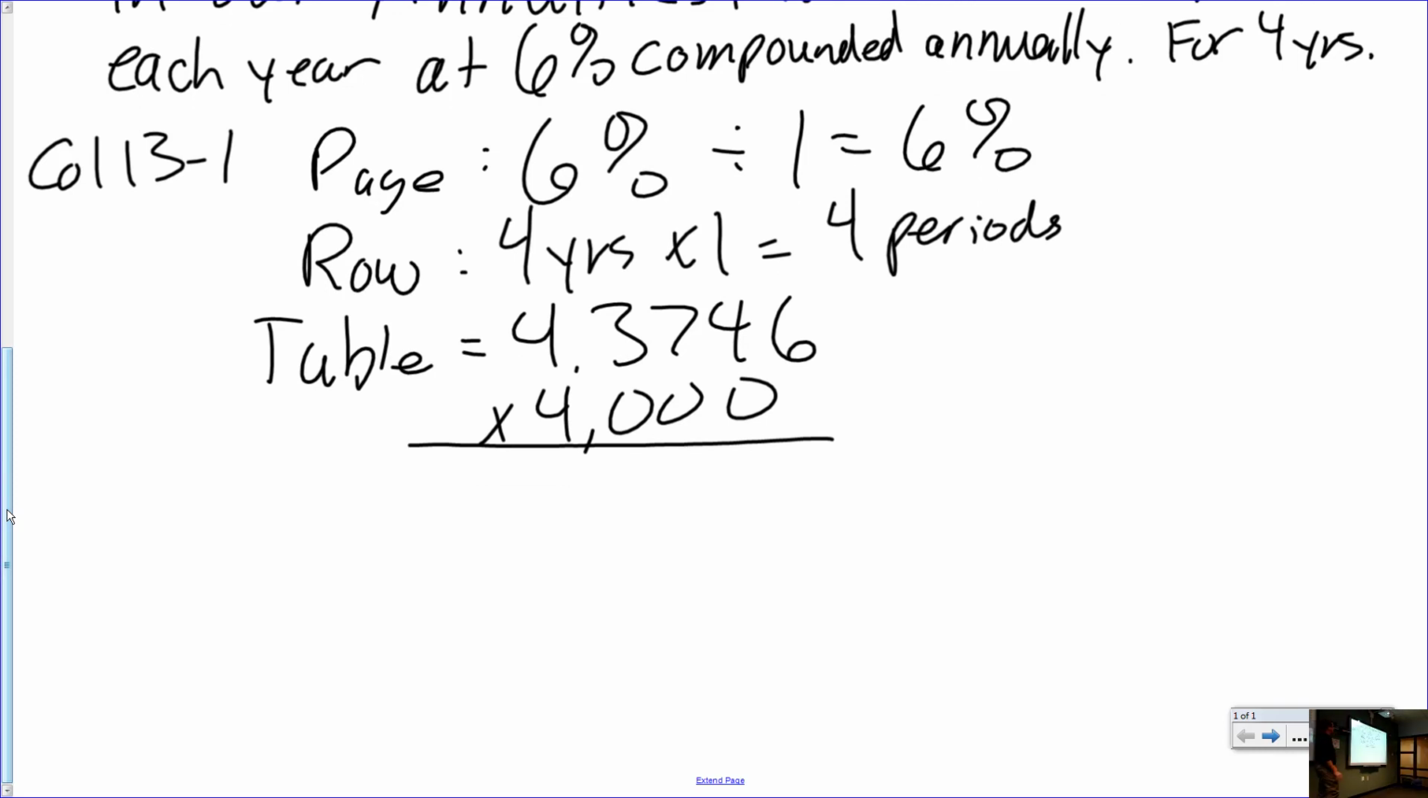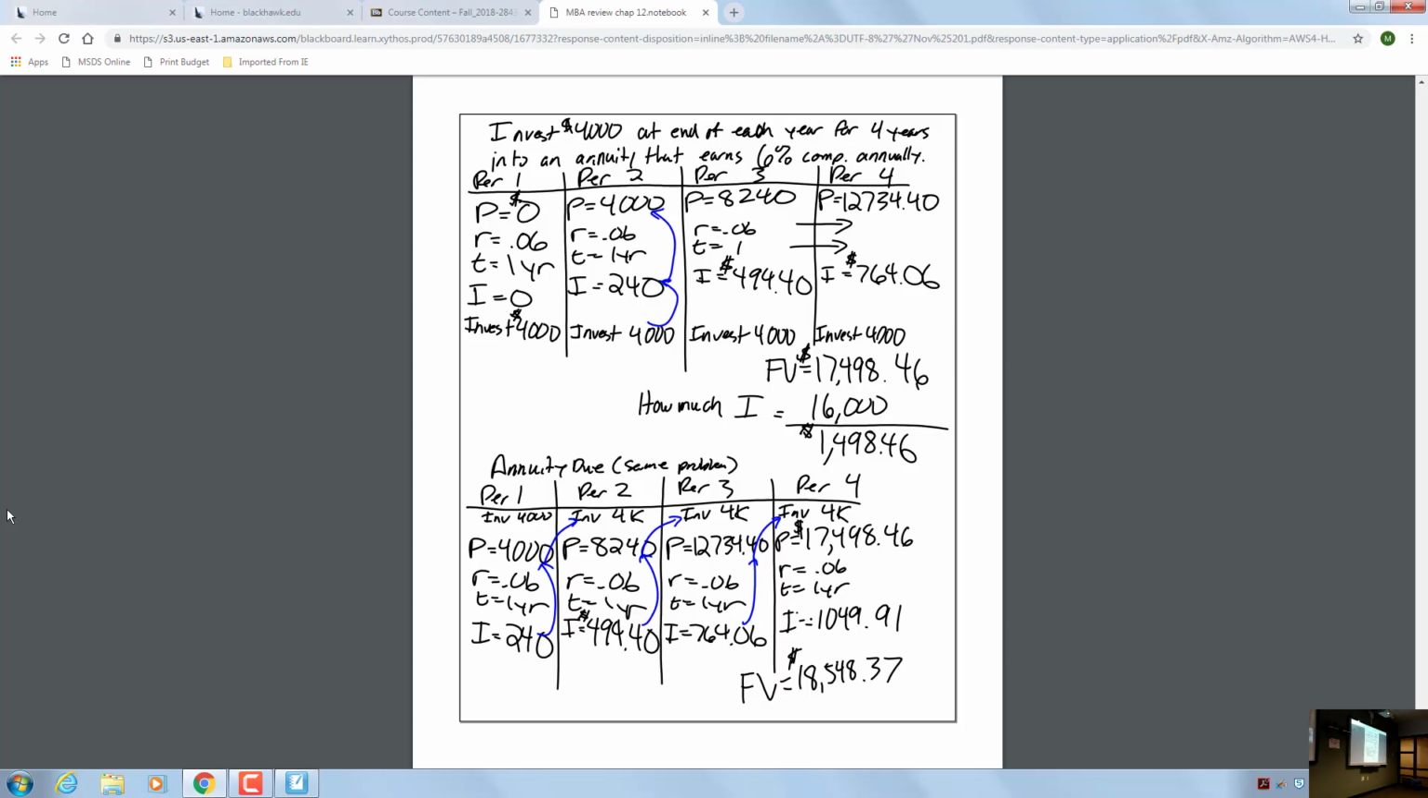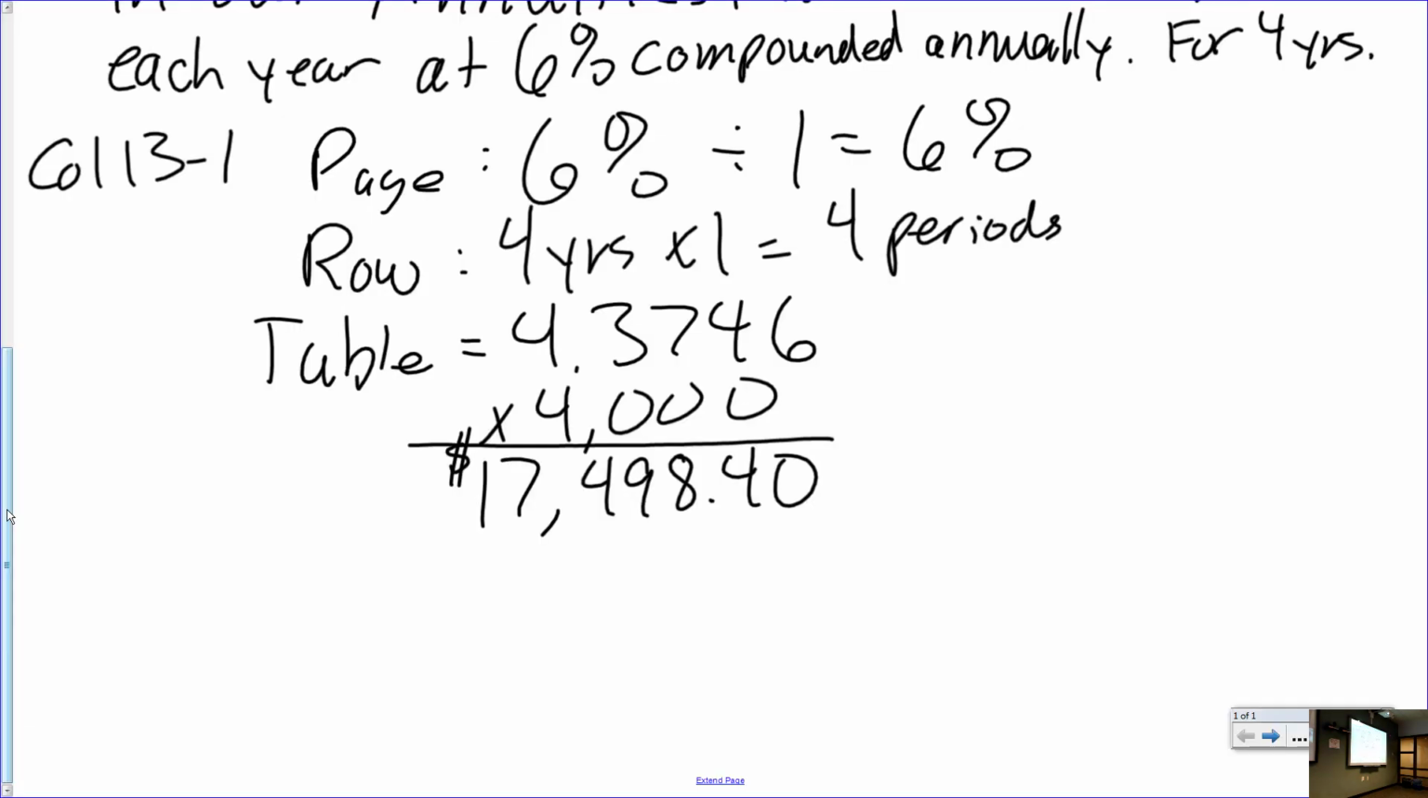And according to the tables, how much money are we going to have in this account? $17,498.40. There was an eraser mark above the decimal, so I didn't see it. And how did that compare to how much we said we were going to have exactly? $17,498.46. We were 6 pennies off, okay?